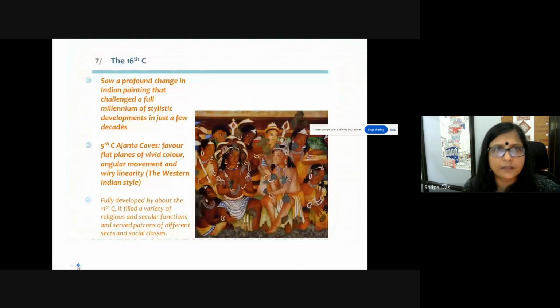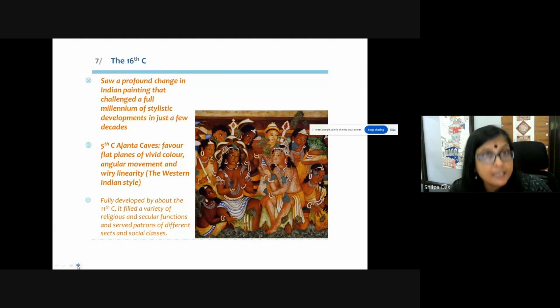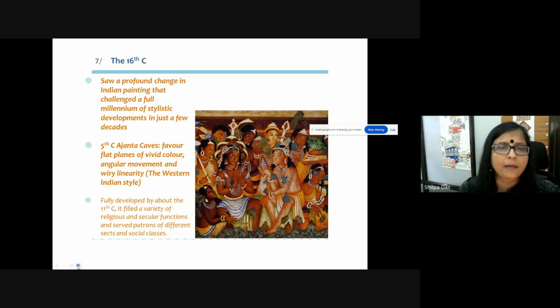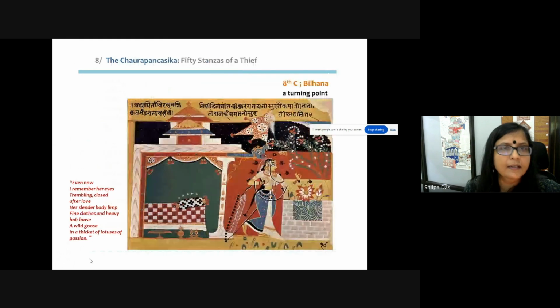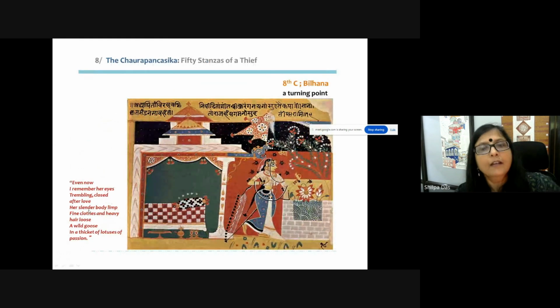So, what happened just before this tradition came up? We have the Ajanta caves from about the 2nd century till about the 5th century, which reached its acme or pinnacle by the 11th century. And we know the style, we know what kind of figures, we know that it is inspired by Buddhist images, and it is something that is called the Western Indian style. But we'll put that aside because we are more interested in getting to our Ragamala paintings.